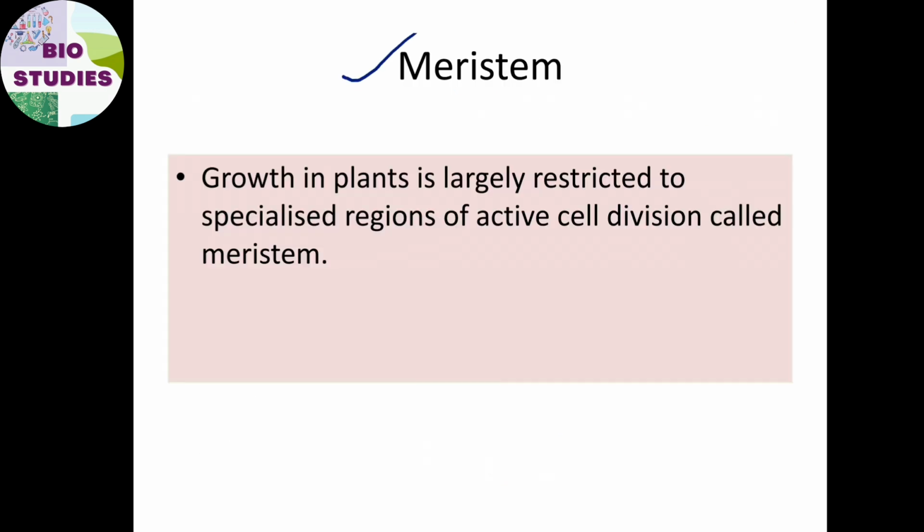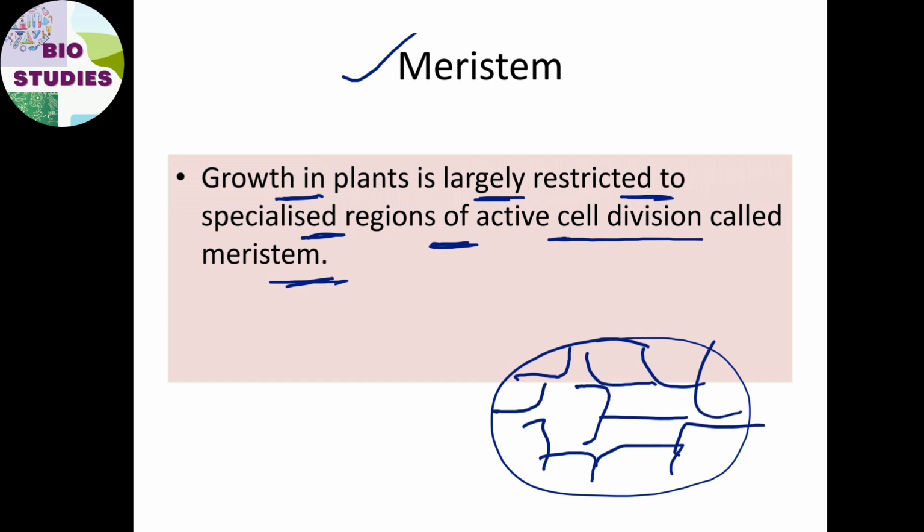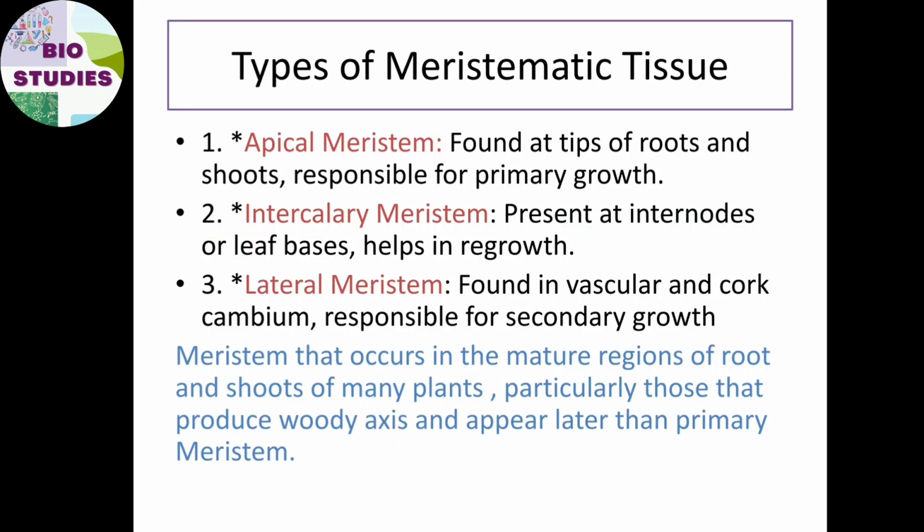What is meristem? Growth in plants is largely restricted to specialized regions of actively dividing cells. The region of active cell division is called meristem. So I am telling you what is meristem. Suppose this is a region of cells where cells are actively dividing. This specialized region is known as meristem. Okay. Types of meristem.